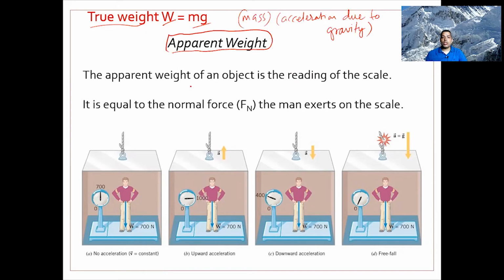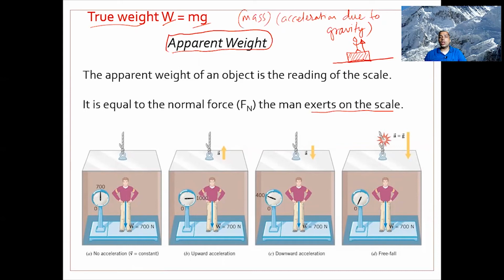So apparent weight is equal to the normal force that the man or anybody which is on the weighing machine exerts on the scale. Okay, it's the normal force, meaning suppose this weighing machine is at rest and this is on the flat surface, right? This is the weighing machine and you are on the weighing machine, right? So what does this weighing machine read? This weighing machine reads the normal force.